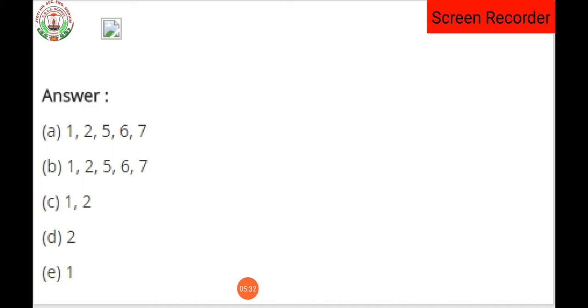So which ones will be simple closed curves among the figures? That is first, second, fifth, sixth and seventh. Clear? C part is asked about the polygon. So first and second are polygons, the rest are not polygons.